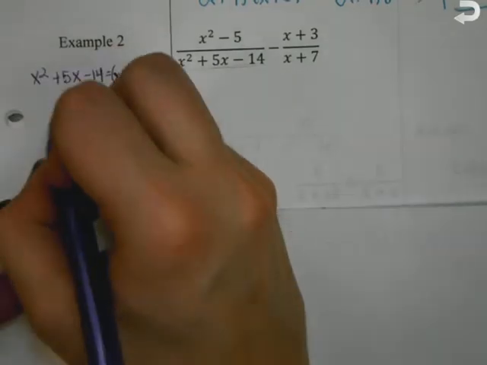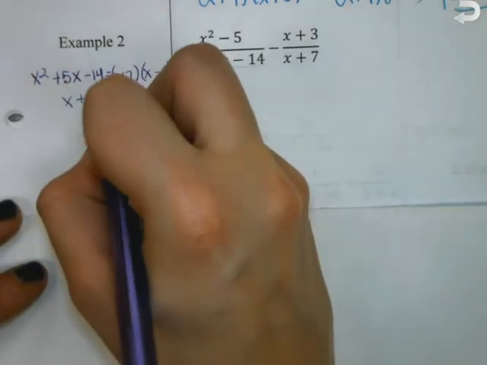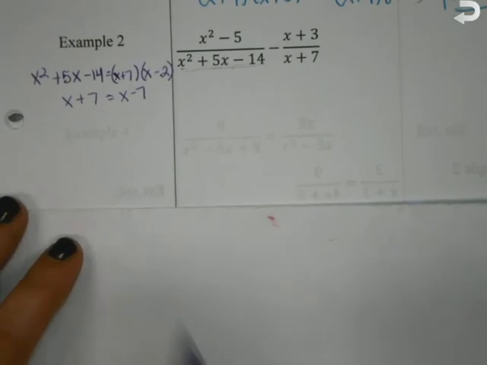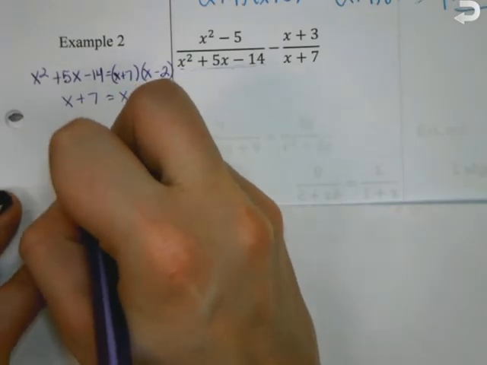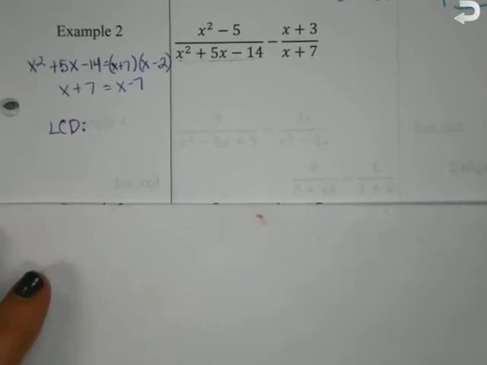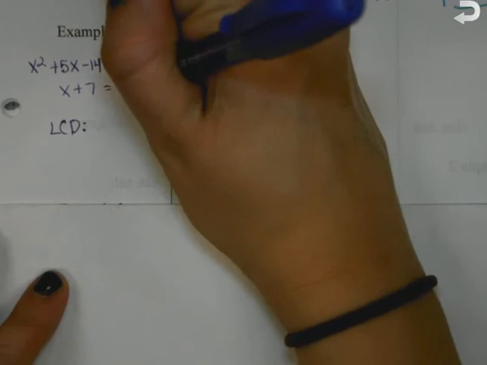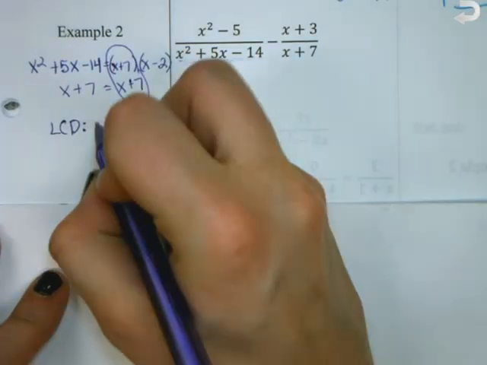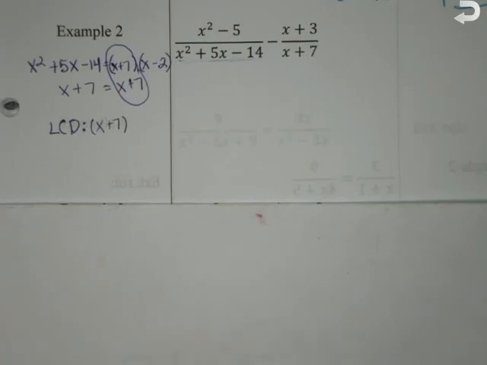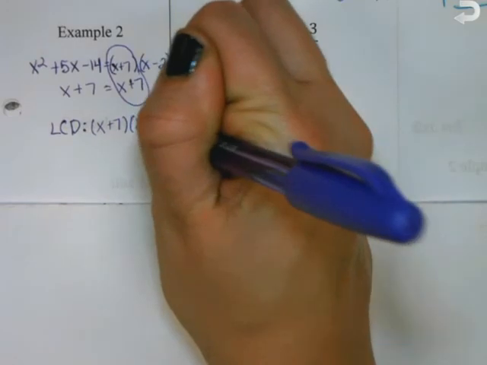And then x plus 7 is nice because it doesn't have any other factors, so it's its own factor. So my LCD here, first I have to find what's in common. What's in common here? They have an x plus 7 in common. And then I also have to include everything that's not in common. What is not in common? x minus 2. So my LCD is going to be x plus 7 times x minus 2.